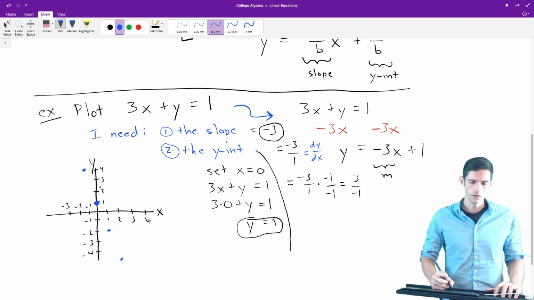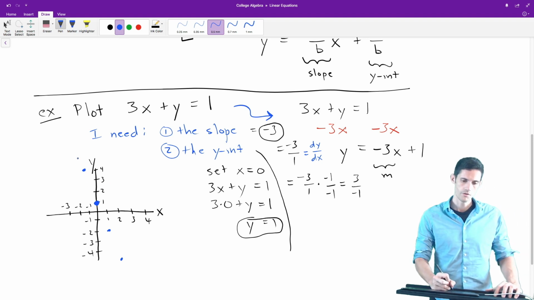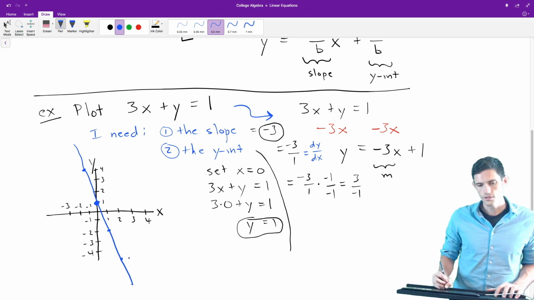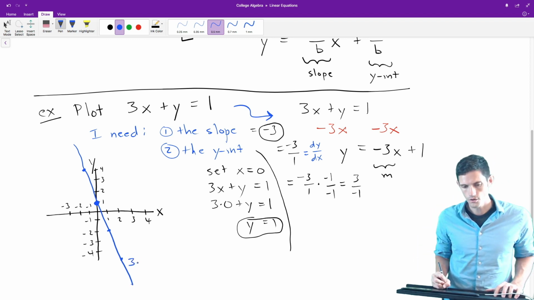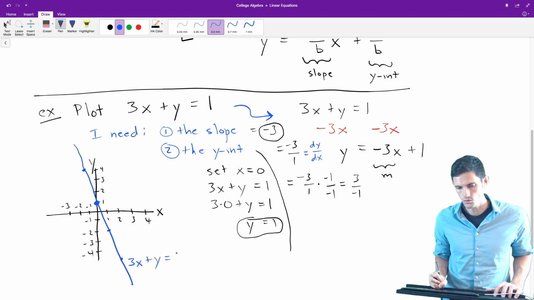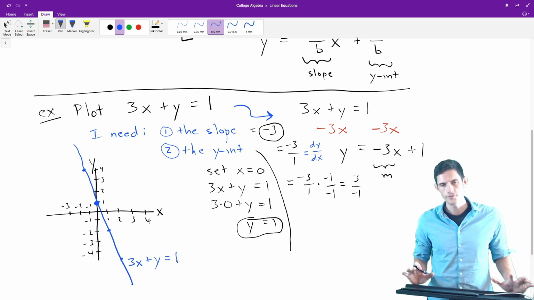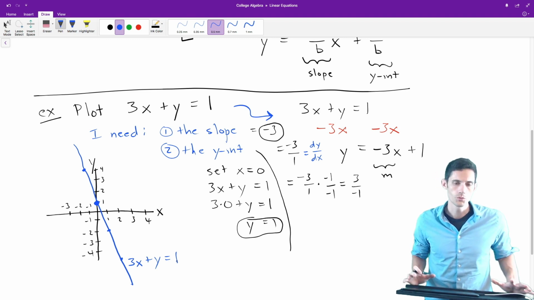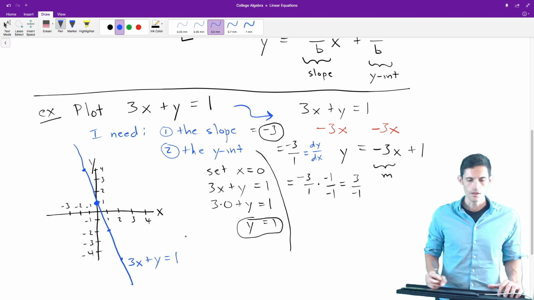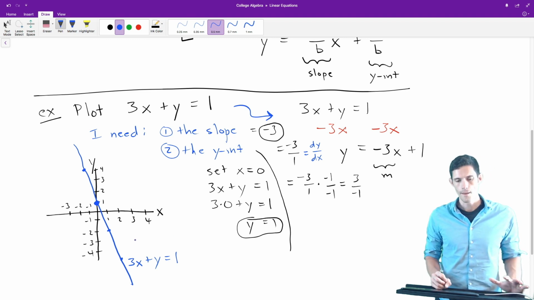So I'm going to go ahead and draw the most perfect line you've ever seen. Nice. So this is the graph of the line 3x plus y equals 1. Now let's say that you graphed this line, you did a bunch of algebra, and you think you're right, and you just want to check your work. Here is a way that you can check your work.